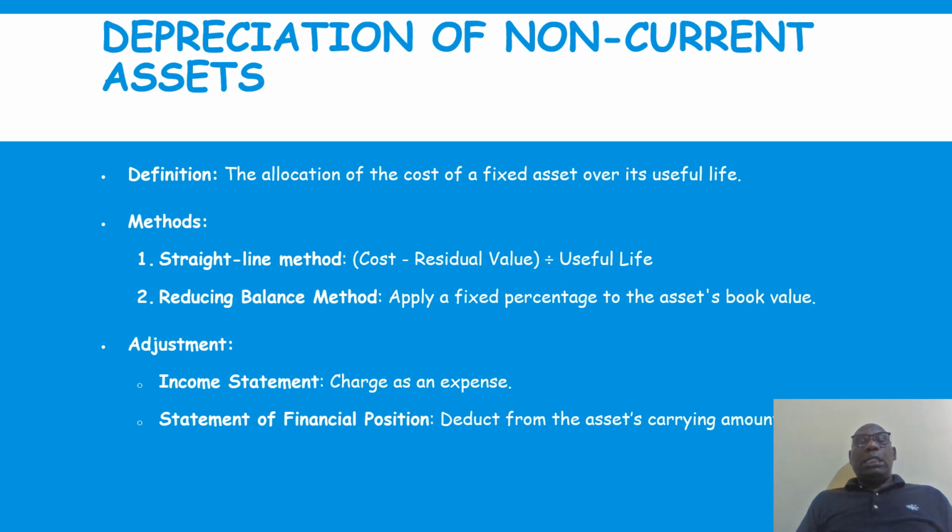One, in the income statement, and secondly, in the statement of financial position. In the income statement, particularly in the profit and loss account section, the depreciation charge will be treated as an expense. And then in the statement of financial position, the depreciation charge will be deducted from the asset's carrying amount.